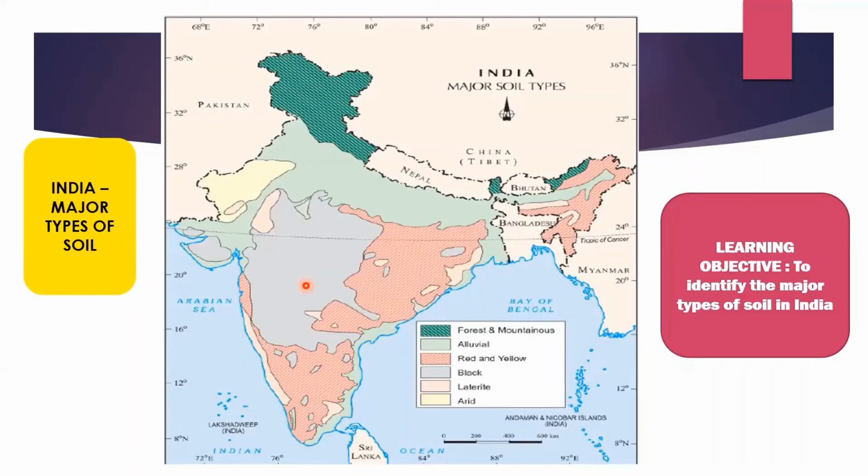And the next one is the laterite soil. The laterite soil you can see in patches here and there, that is in the southern states and in the Western Ghats region of Maharashtra, Orissa, and northeastern India. And the last one is the arid soil. The arid soil is found in Rajasthan, the western part of Rajasthan.